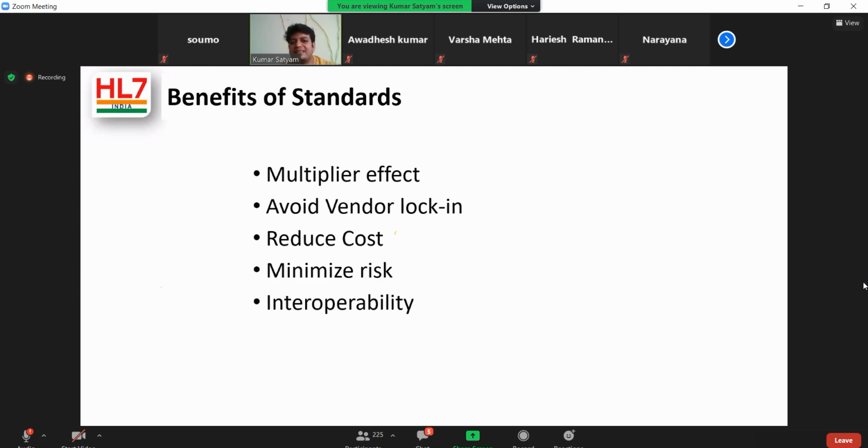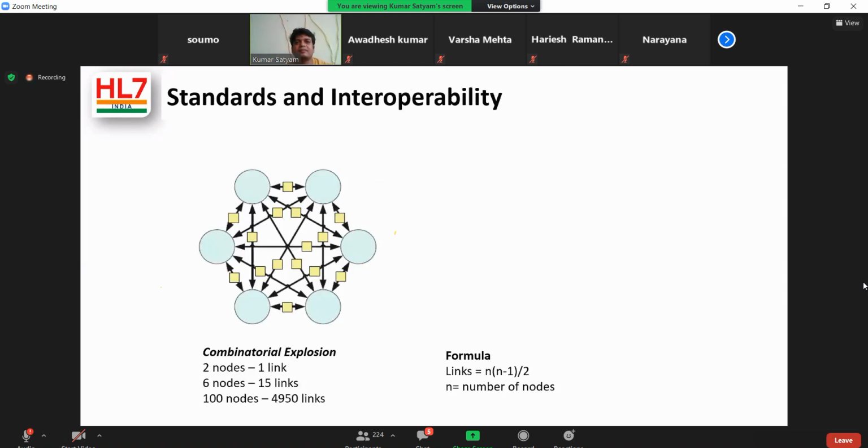It minimizes risks and improves interoperability. It minimizes risk because you know something that has been agreed upon by many people and approved, so it minimizes the risk, right? The risk comes when you are doing something proprietary, because only a few people know about it, and as soon as the vendor goes out and things break, no one knows how to fix it, right? And interoperability, we'll see how standards help in interoperability.